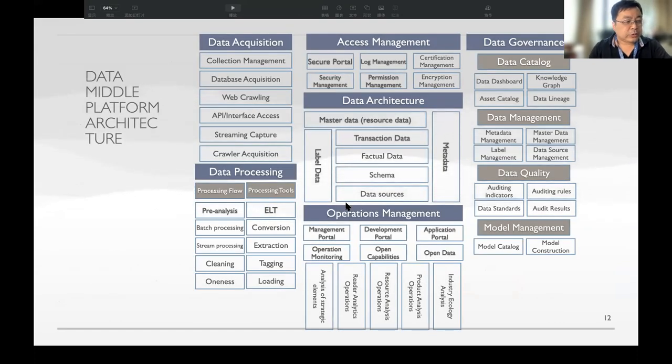The diagram illustrates the basic components of our data middle platform. It has an ontology enabled data architecture, consisting of data acquisition, processing, and governance modules, and provides access management by human interface and APIs, and all kinds of necessary operation functions and analysis tools. This architecture is also subject to change during the development and implementation process.